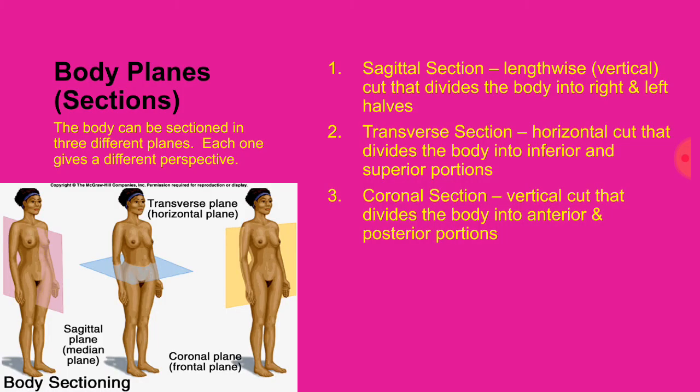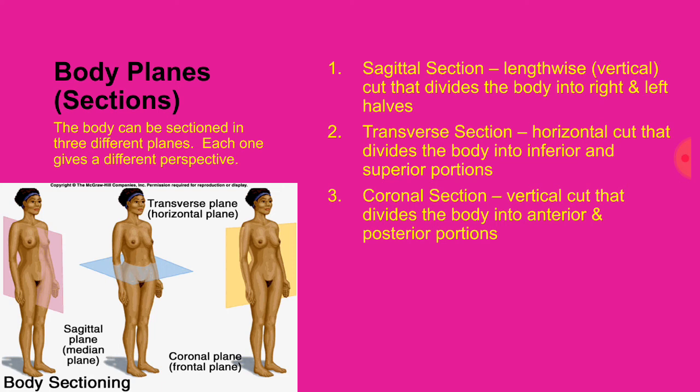In this image, you are going to study about body planes or sections. Body sectioning is done in three ways. The body can be sectioned in three different planes, each one giving a different perspective. There are three types of body sectioning. First one is the sagittal section. In the first image, you can see the sagittal section, and the plane of cutting, a vertical plane that passes through the body, is called the sagittal plane or median plane. A lengthwise or vertical cut that divides the body into right and left halves is called a sagittal section.